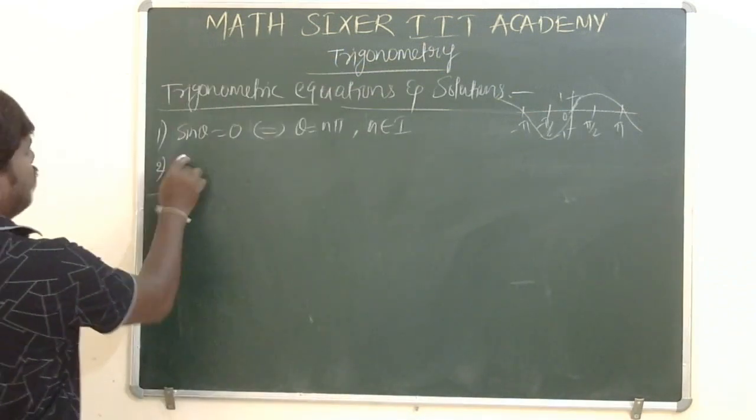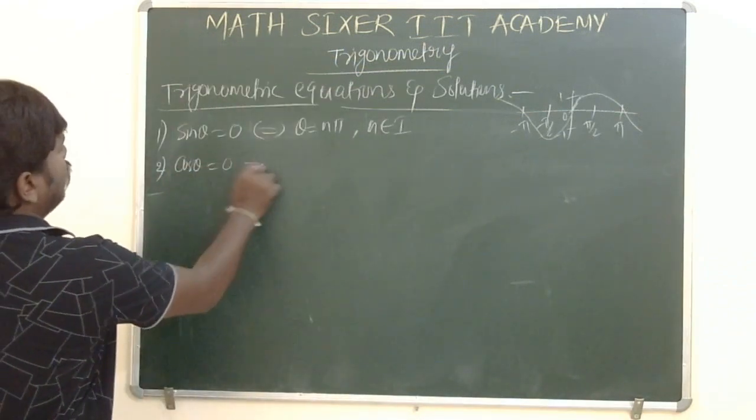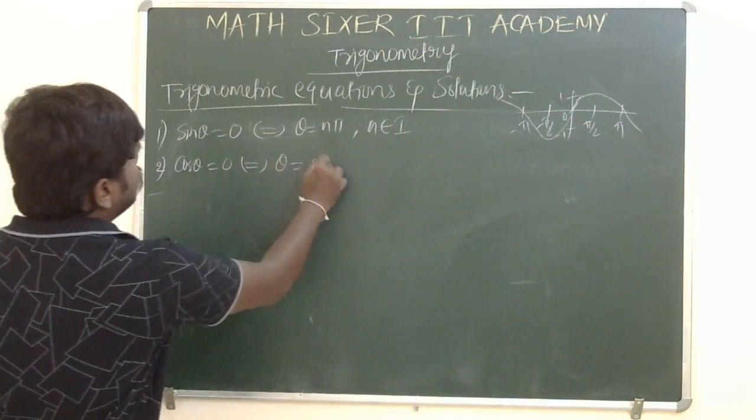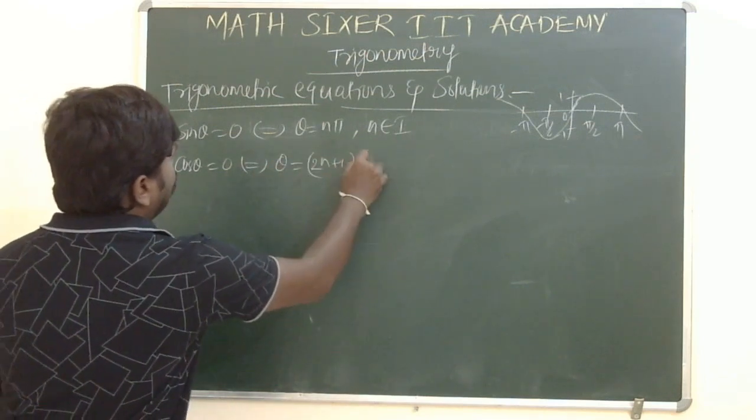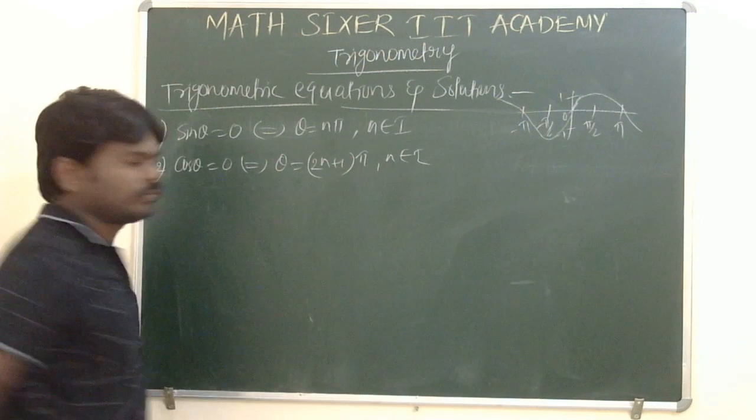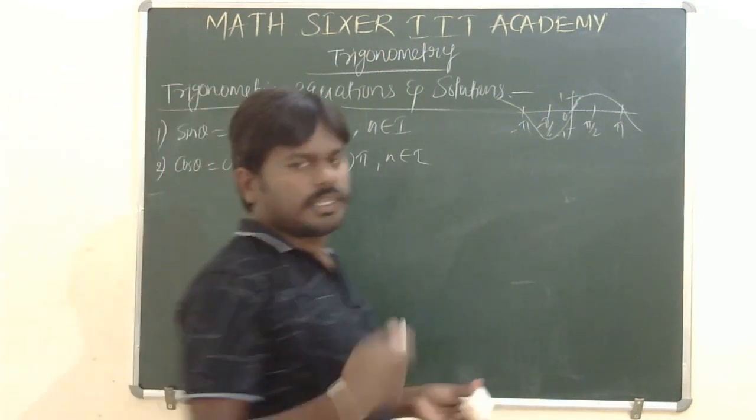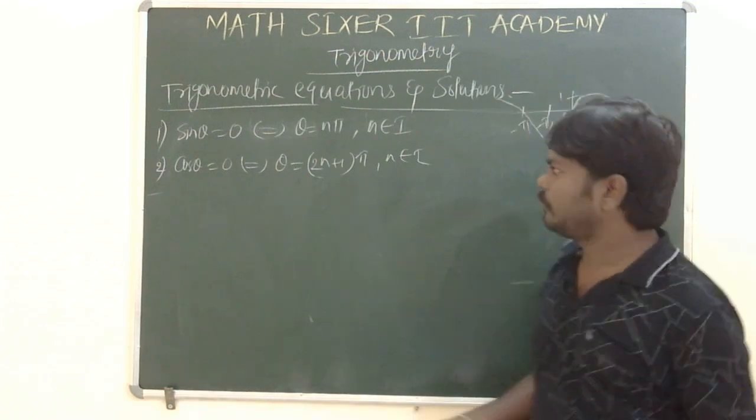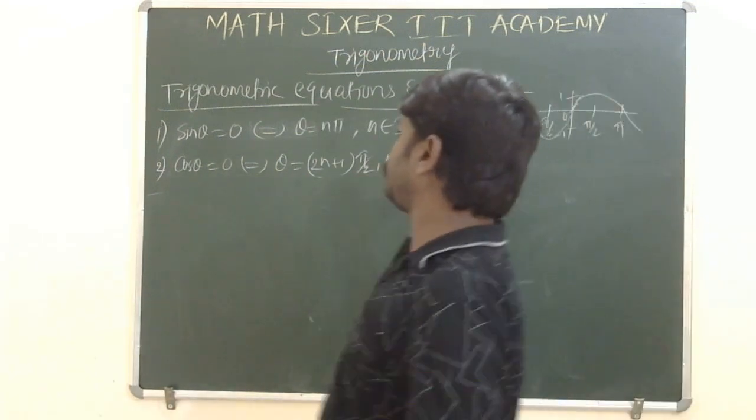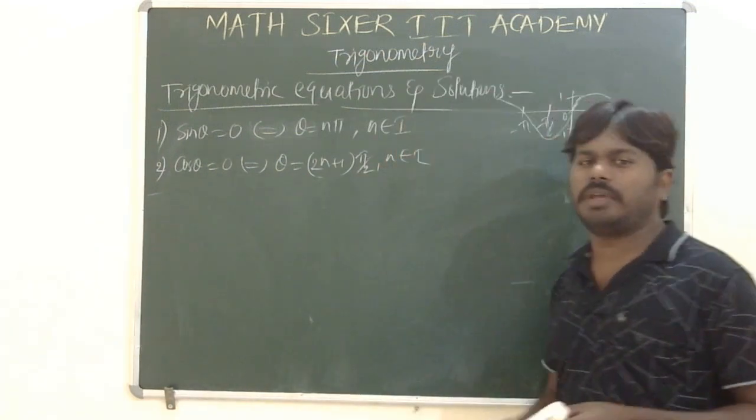Next point is cos theta is equal to 0 if and only if theta is equal to 2n plus 1 into pi by 2, where n is an integer. So what does this mean here? 2n plus 1 means it is odd integers. Okay, so here 2n plus 1 into pi by 2.